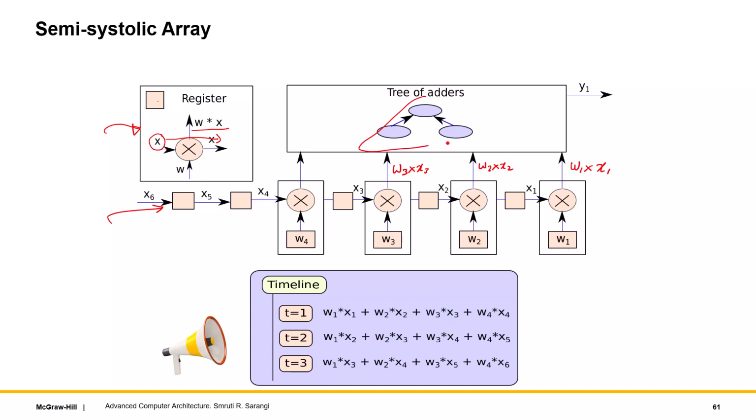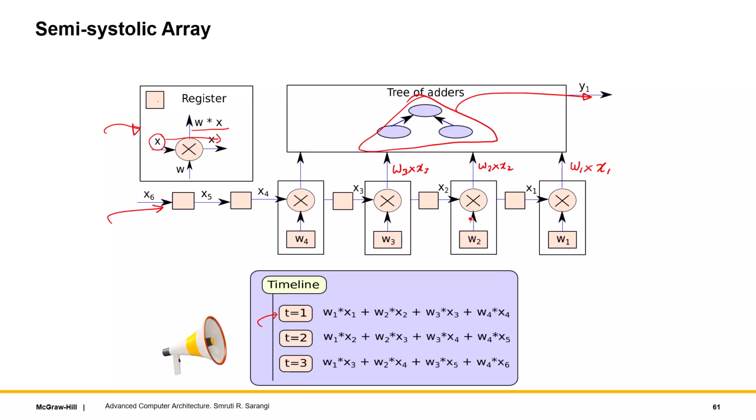And here we have a quick tree of adders. Because you could have 4 of these W's or 5, 6, 7, 10, whatever. So the tree of these adders will essentially take all of these values and add them up quickly in a tree-like fashion, and that would be the final output, in this case y1. So this would happen in the first time step.